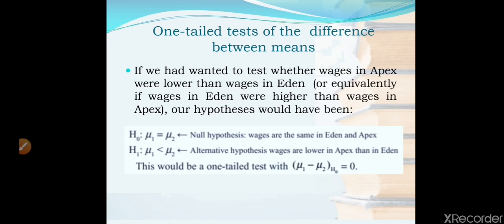Second, if we had wanted to test whether wages in Apex were lower than the wages in Eden, our hypothesis would have been one-tailed, because here we have to prove that wages in Apex were lower than wages in Eden. So our null hypothesis would be mu1 is equal to mu2, and the alternative hypothesis would be mu1 is less than mu2. So it is a one-tailed test in this case. The rest of the procedure would be the same.